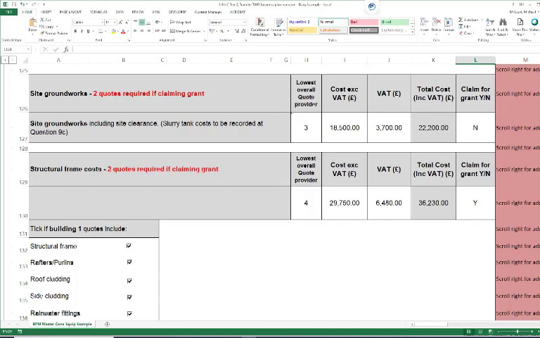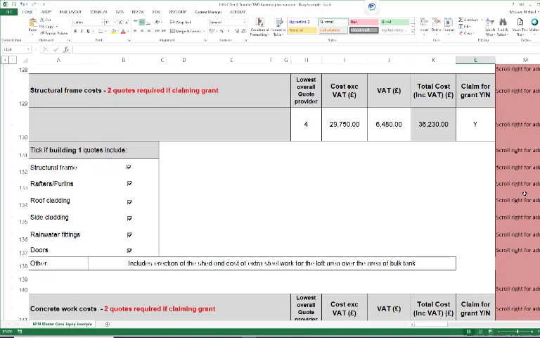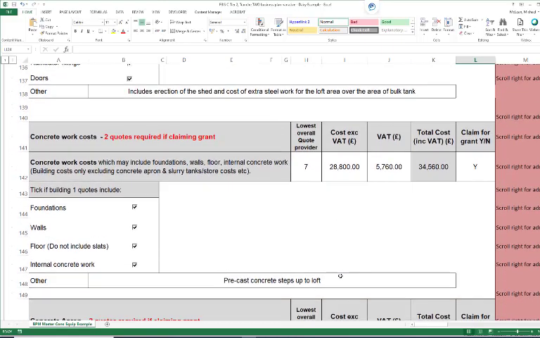The box at the bottom titled Other allows for any additional work that is included in this cost and should indicate if this cost includes the erection of the steel itself. In this example here, this does include that and the cost of extra steel for the loft area over the area of the bulk tank.